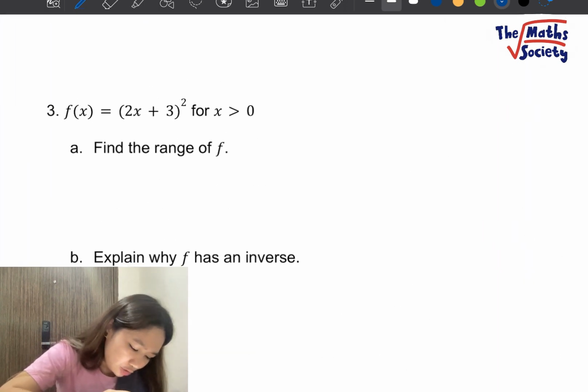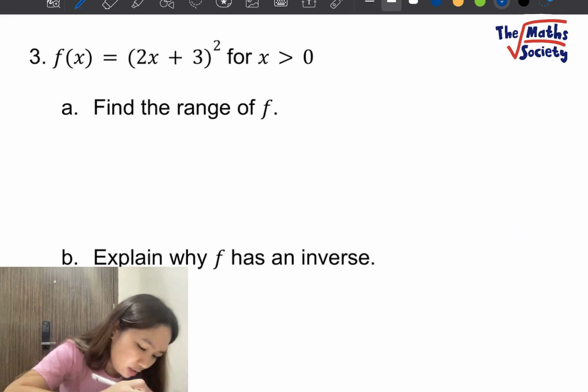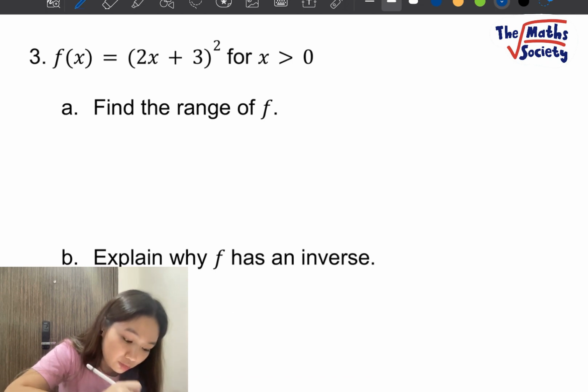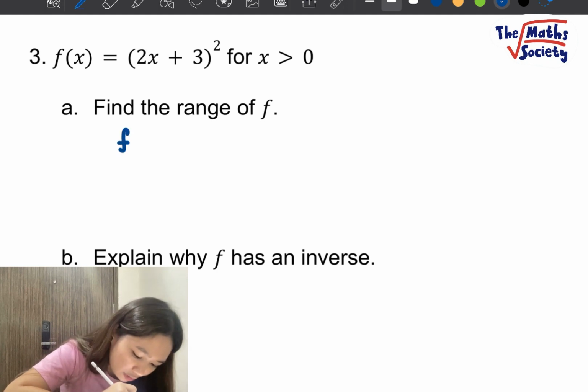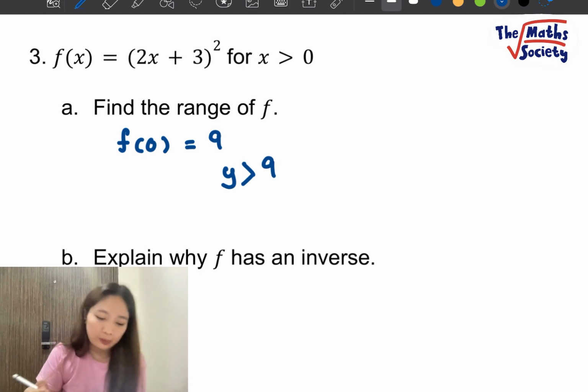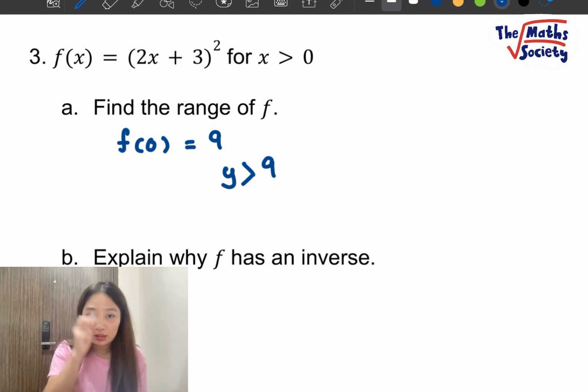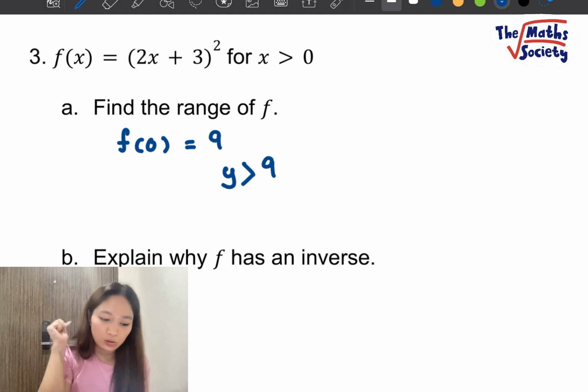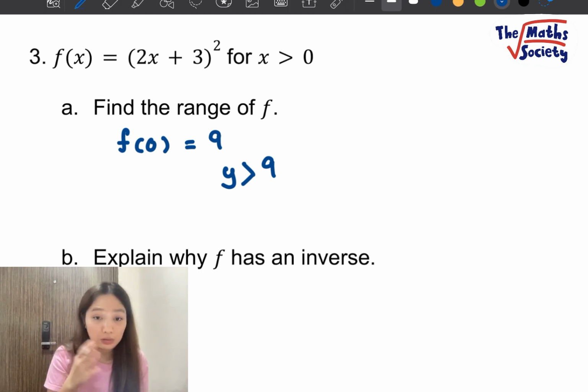So let's find the range of f here for number 3. To find the range of f, I just have to substitute x is equal to 0 because this is just a normal parabola graph. So f of 0 will give me 0 plus 3 squared, so it's just 9. So my range y is just greater than 9. Keep in your mind that if your domain is x greater than or equal to, in your range you will have to write equal to. But since there is no equal to here, I don't have to write it. I don't need it, okay?